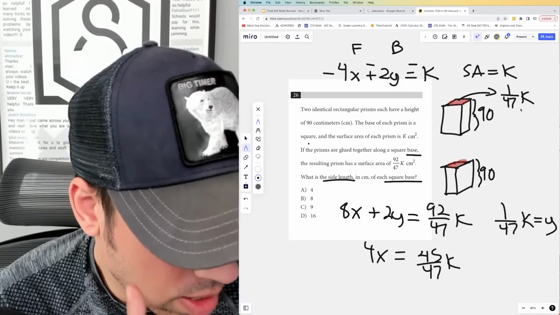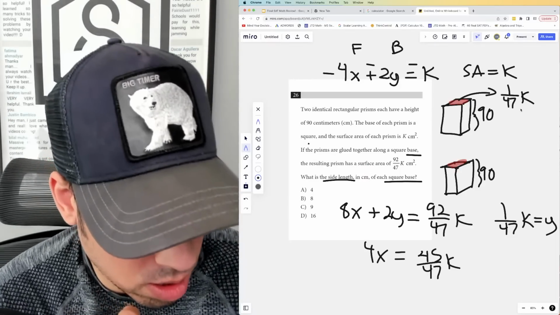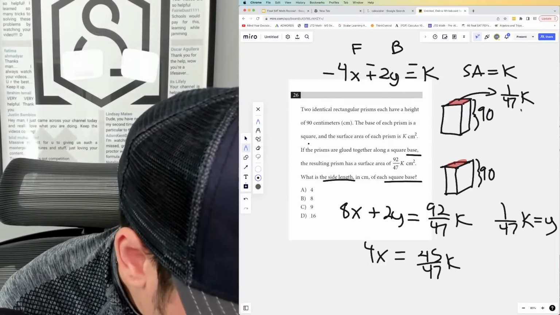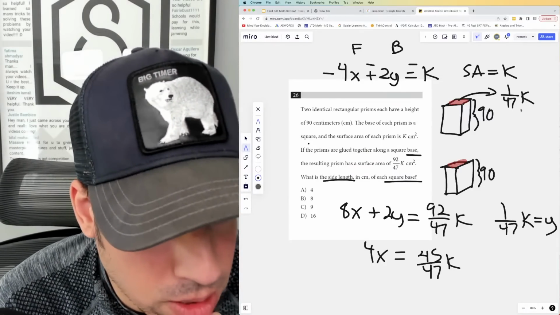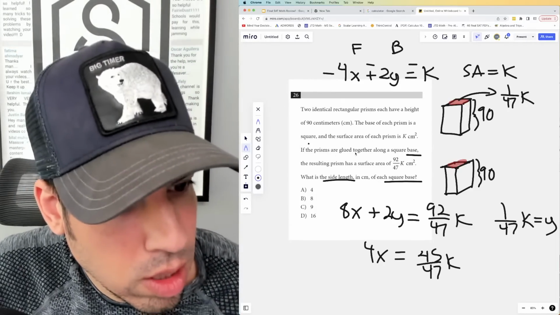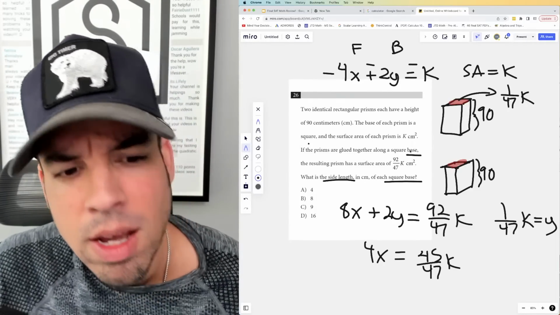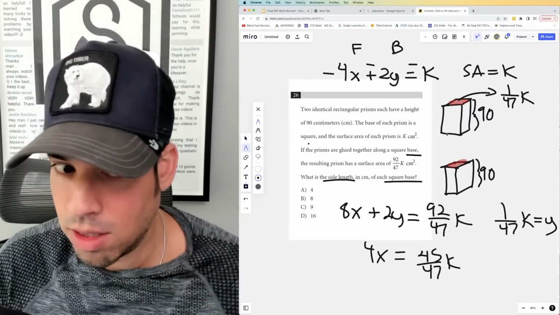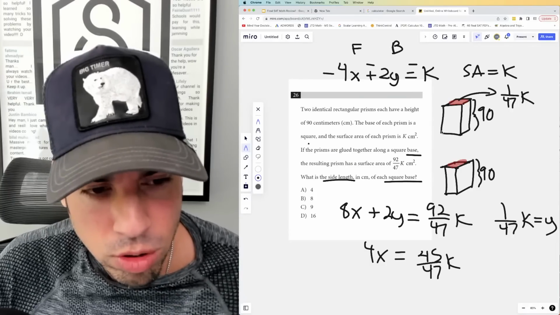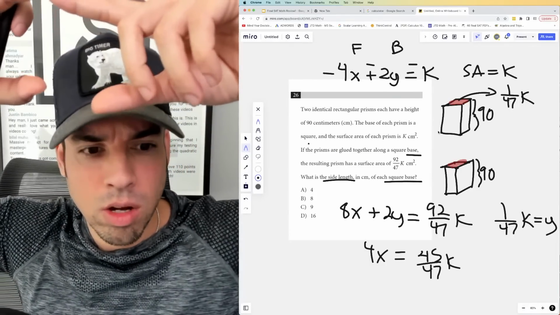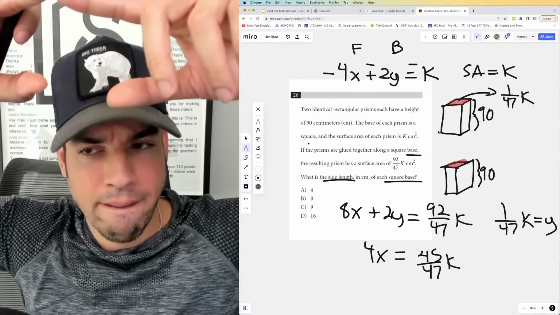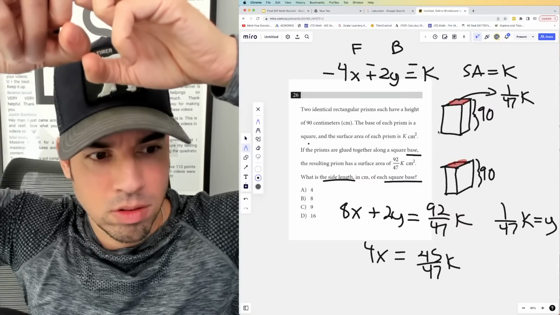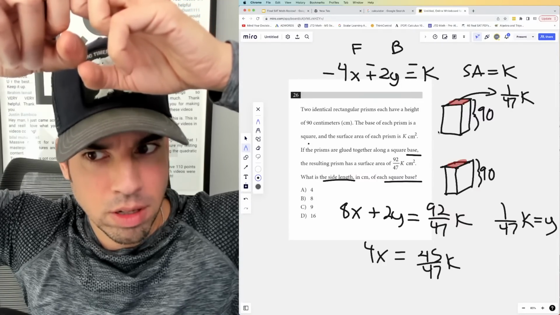I am uploading this, but it says along the square base. Somebody said, wait, the prisms are glued together along a square base. I think what they mean along a square base is they're gluing the two bases together. That's what I think. The prisms are glued together along a square base, right? The two bases are glued together. I think that makes sense, right?